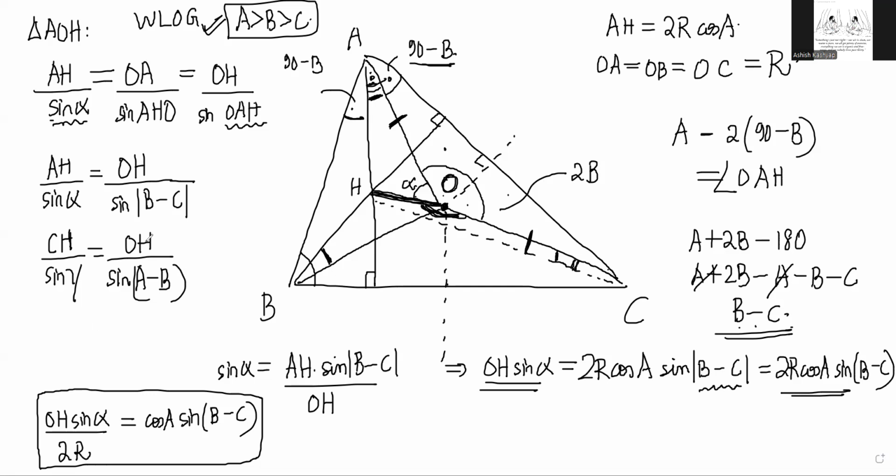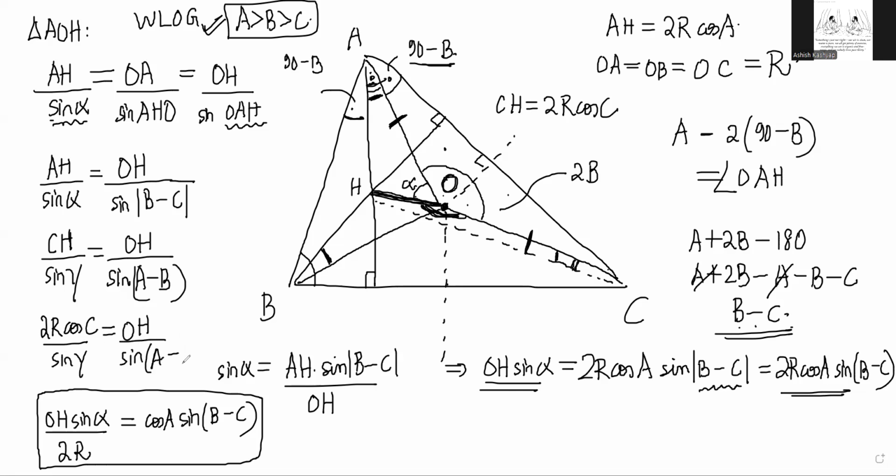So again, we can do COH. Okay, so we can say CH distance is OH sin gamma by sin A minus B. Now, we can say CH distance is 2R cos C, just like AH was 2R cos A. CH is obviously 2R cos C. So we'll put 2R cos C there. So 2R cos C is OH sine gamma by sine A minus B.